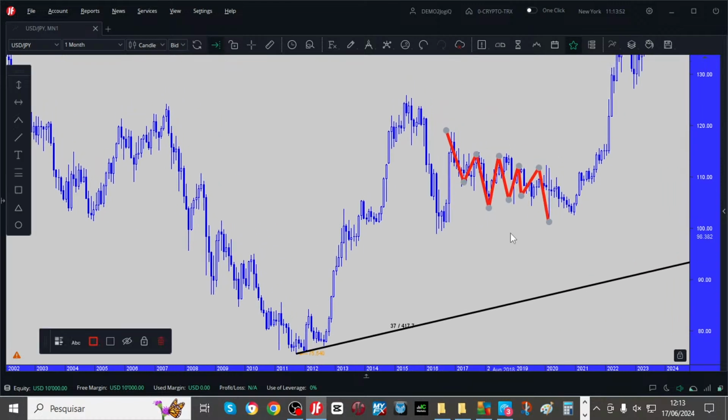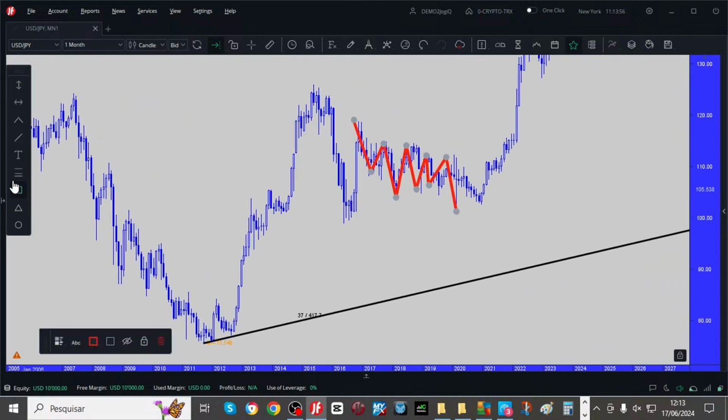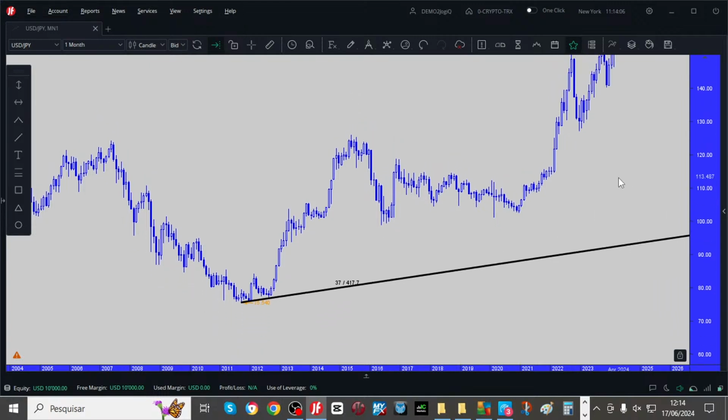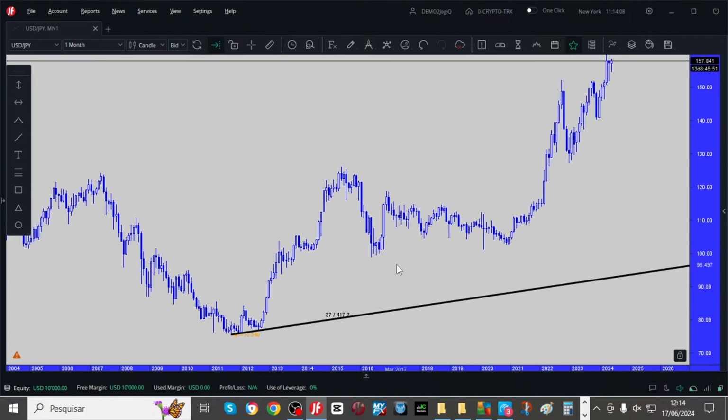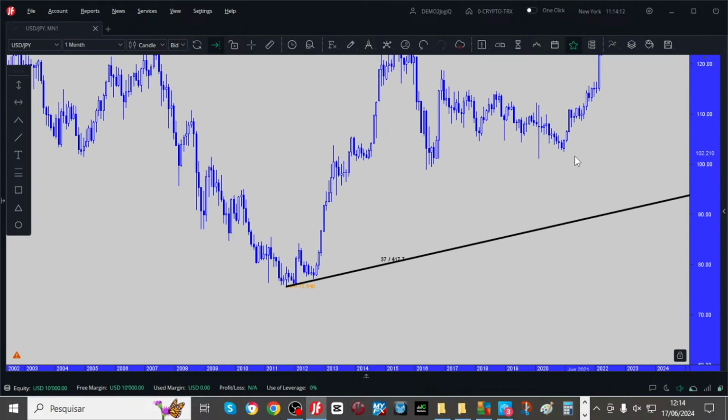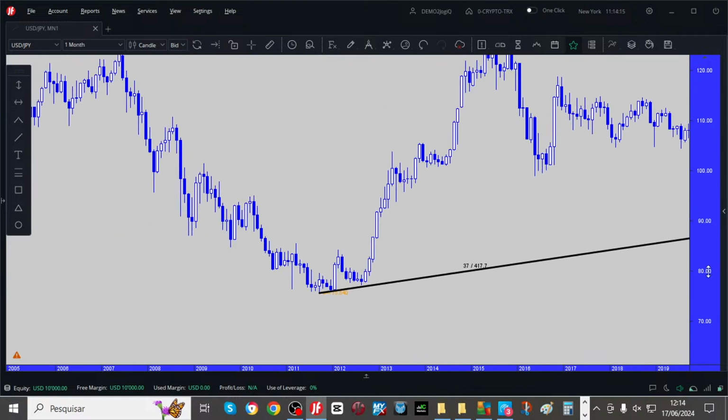Now, this is one, okay, and this is called the long-term uptrend line. All right? This is the long-term uptrend line. Now the market is like this. So we've learned this on Friday.